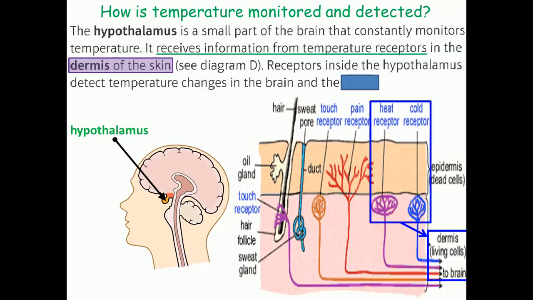The hypothalamus could also find out any change in the core body temperature through the blood. So this is an internal change in temperature. So external differences in temperature through the dermis of the skin and internal through the blood, and that information can be transmitted to the hypothalamus, which monitors it.